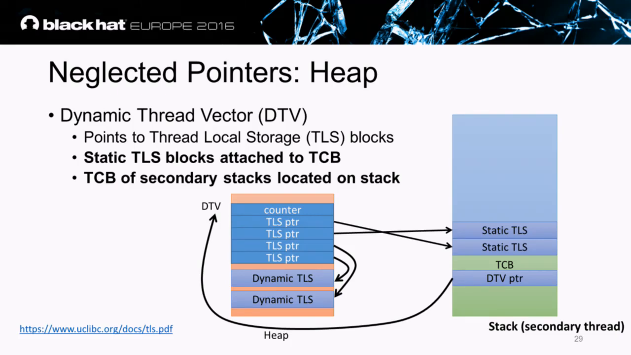Okay. So in this dynamic thread vector, there are pointers that point to the stack, but how? So the thread control block is located on the stack, and the static TLS, thread local storage blocks, are adjacent to this thread control block. And the DTV, the dynamic thread vector, points to the static TLS block. So in the end, it also points to the stack. So you have pointers in the heap that point to the stack.